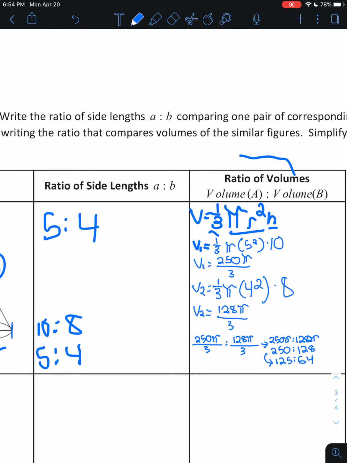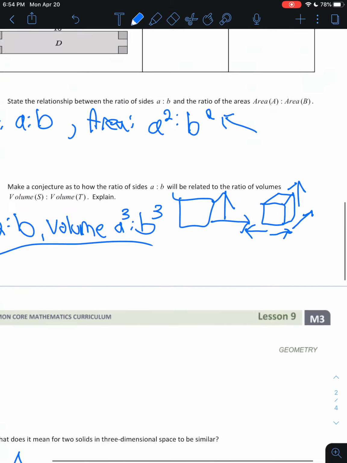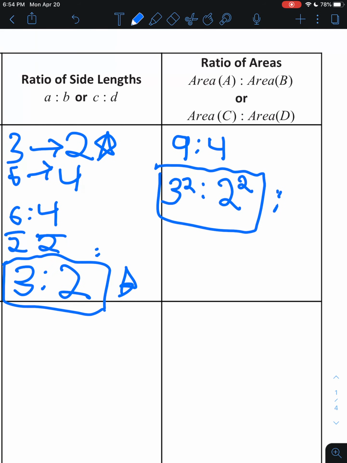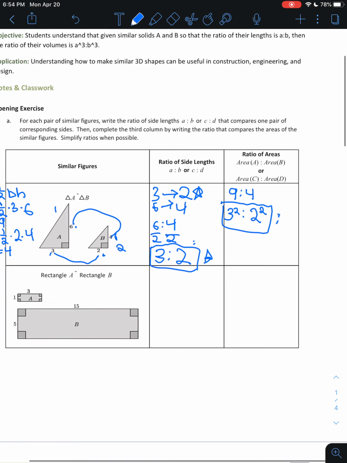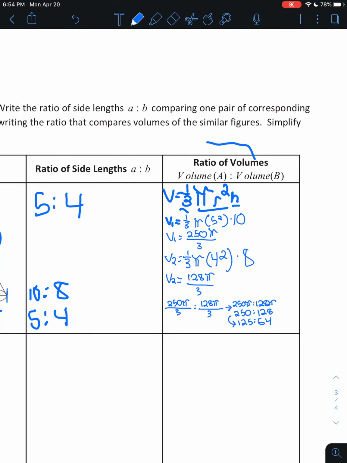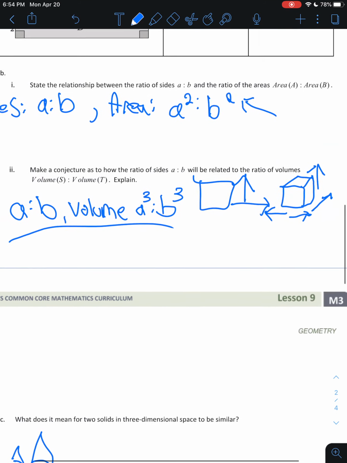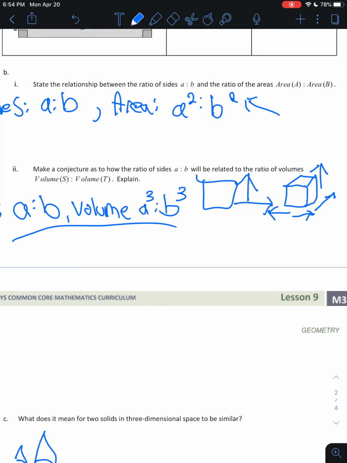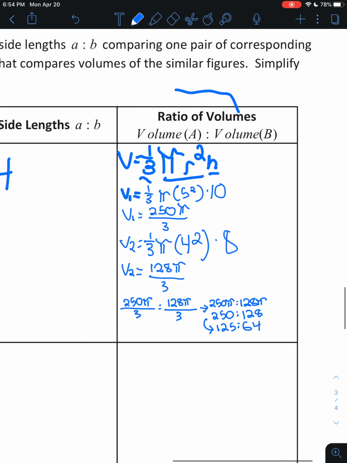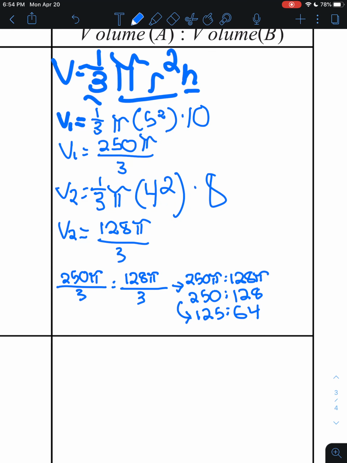And now, again, just like when we had up here and we wanted to get it into this sort of form with the squared, now we want to get this into a form with something cubed, because that's what we said volume would be, like a cubed to b cubed. So we have to think about it here. What cubed equals 125, and what cubed equals 64?